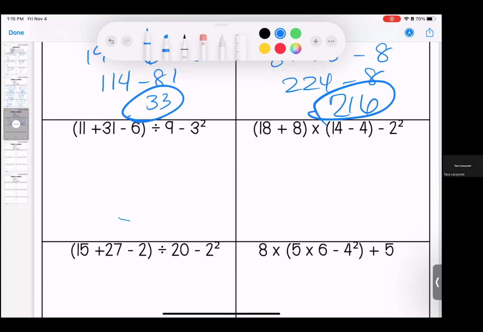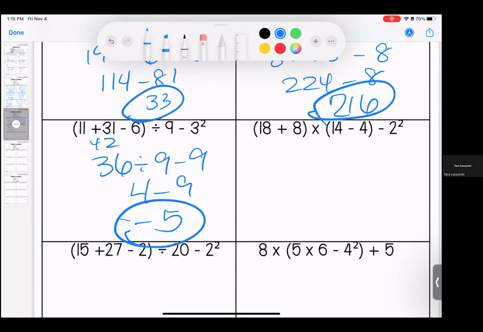Over here, parentheses is our start. 11 plus 32 is 42. 42 take away 6 is 36. 3 squared is 9. 36 divided by 9 is 4. 4 minus 9 gives us -5. 8 plus 8 is 26 times 14 minus 4 is 10 minus 2 squared. 2 squared is 4.